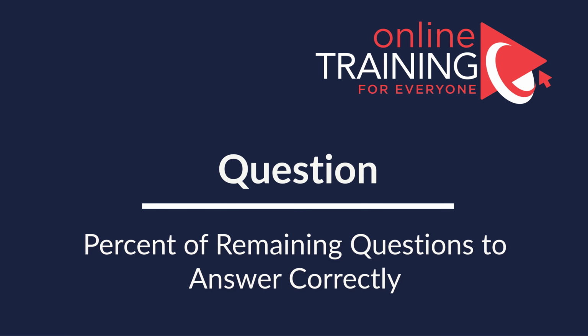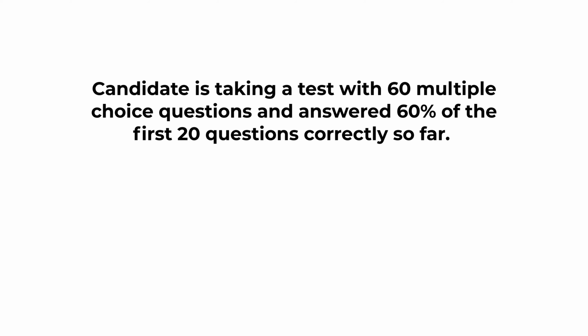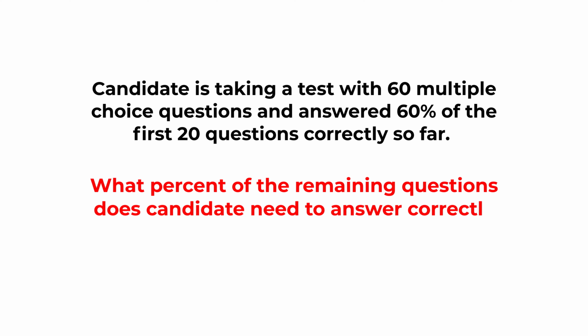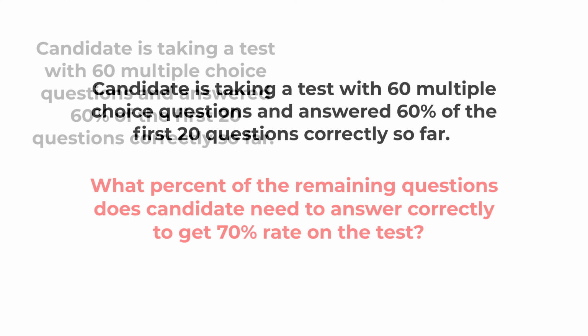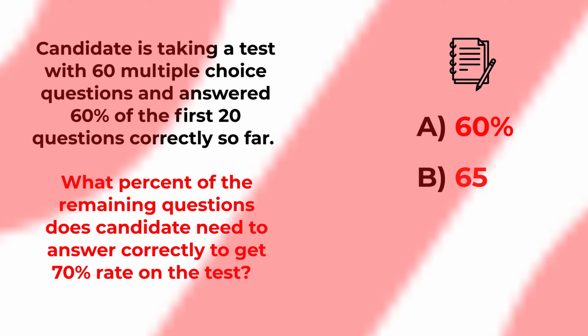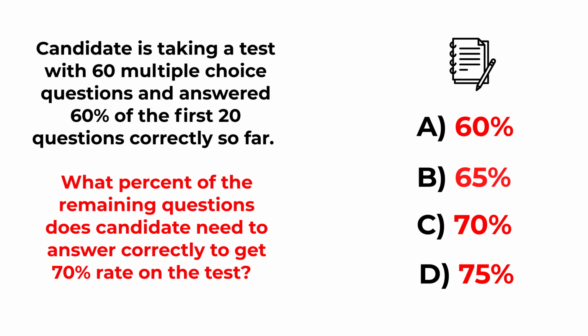Here is one of the frequently used questions to test your understanding of percentages. A candidate is taking a test, so imagine yourself, with 60 multiple choice questions and answered 60% of the first 20 questions correctly so far. So, what percent of the remaining questions does the candidate need to answer correctly to get a 70% rate on the test? You're presented with 4 different choices. Choice A, 60%, Choice B, 65%, Choice C, 70%, and Choice D, 75%.